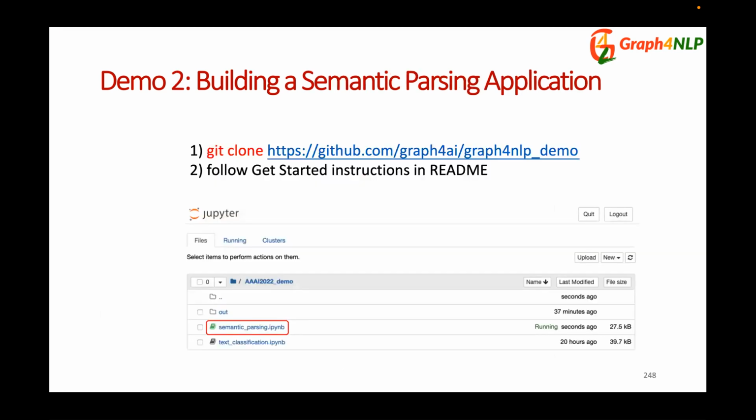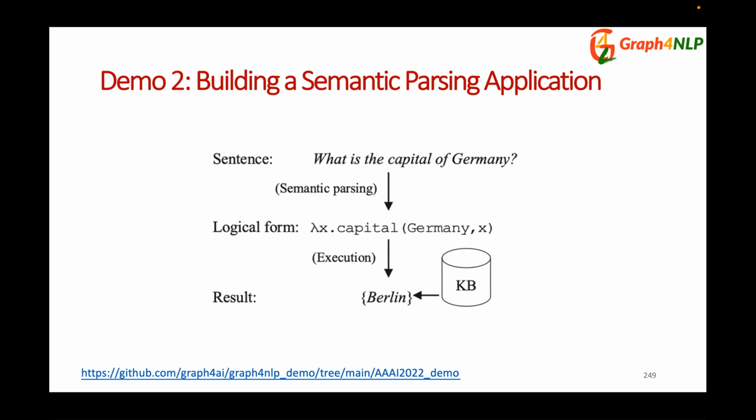Next, let's see our second demo about semantic parsing. Semantic parsing aims to generate a logical form of the input natural language sentence. This can be quite helpful for many applications like question answering, because we can execute the generated logical form against some knowledge base to fetch the answers.